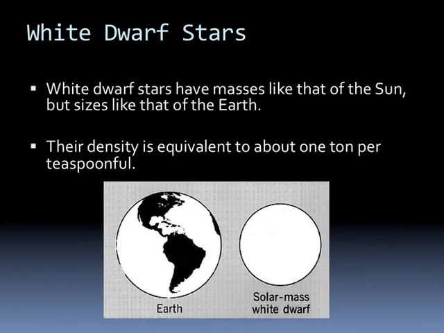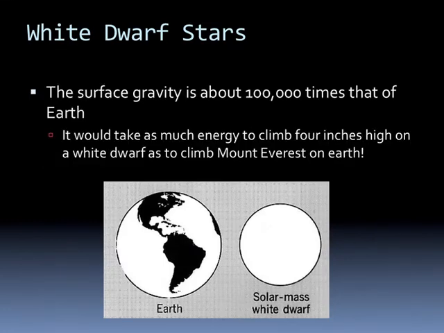White dwarf stars have masses like that of the Sun, but sizes like that of the Earth. The density of a white dwarf star is equivalent to 1 ton per teaspoon. Because it's so dense and so massive and so small, the surface gravity is about 100,000 times that of the Earth. It would take as much energy to climb 4 inches high on a solar mass white dwarf as it takes to climb from sea level to the top of Mount Everest on Earth.